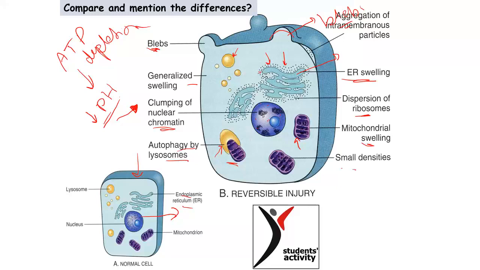Sometimes with autophagy like that, we have some destruction of the membranes, and we can have few myelin figures. Remember these myelin figures. Phospholipid masses. So that is the morphology of reversible cell injury.